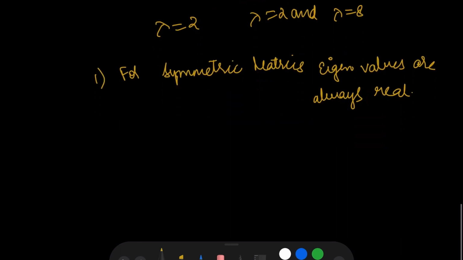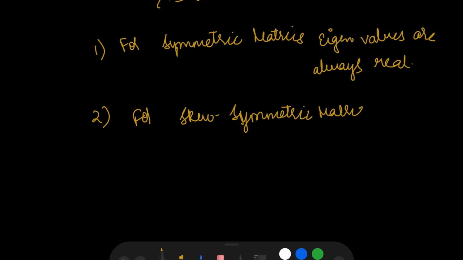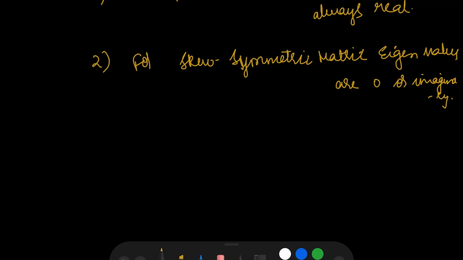The other rule is that for a skew symmetric matrix, eigenvalues are either 0 or purely imaginary. Okay. So this is how you find the eigenvalues for a 3x3 matrix.